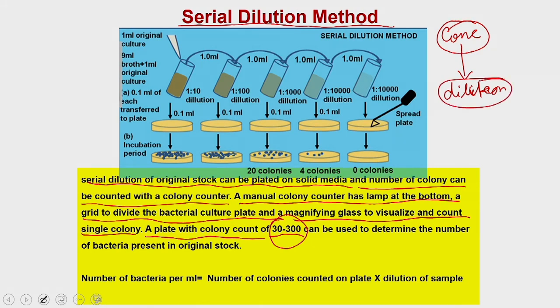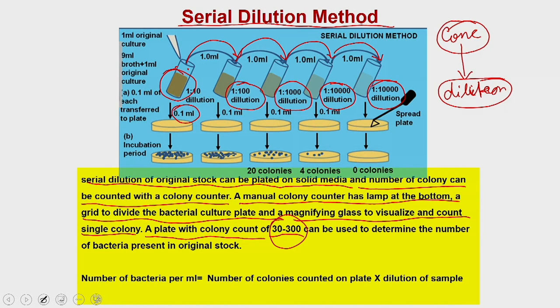In the serial dilution method, first you take the original stock. For example, in this case we have taken 100 microliters and added it to 1 ml. That is a 1:10 dilution. From this, we take 1 ml and again add it to another 1 ml. Then you can take from here and make another dilution that will give you 1:1000 dilution, and then from here another dilution that will give you 1:10,000 dilution, and so on. Ultimately, you take 100 microliters from each of these cultures, diluted 1:10, 1:100, 1:1000, and 1:10,000, or 1:100,000.